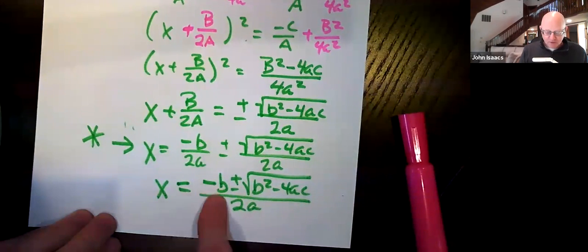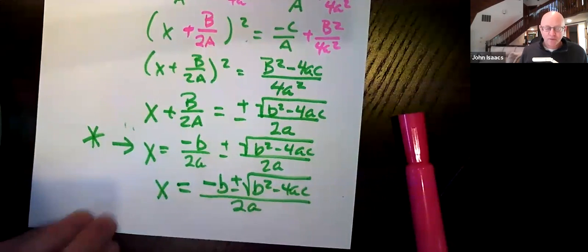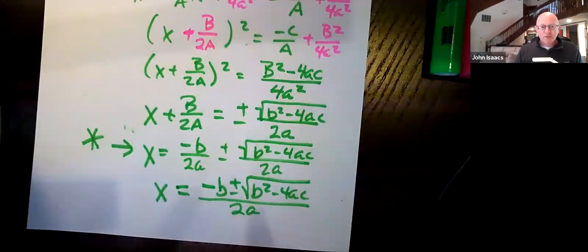x equals negative b plus or minus the square root of b squared minus 4ac all over 2a. So you can sing it if you want, but that I'll teach you how to use in the next video.